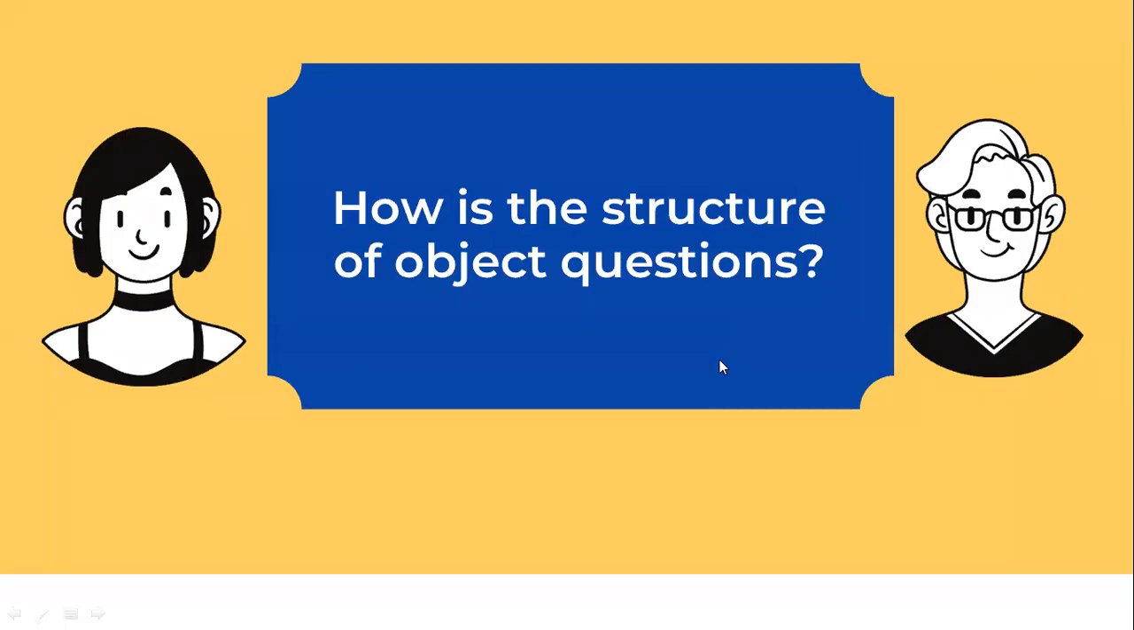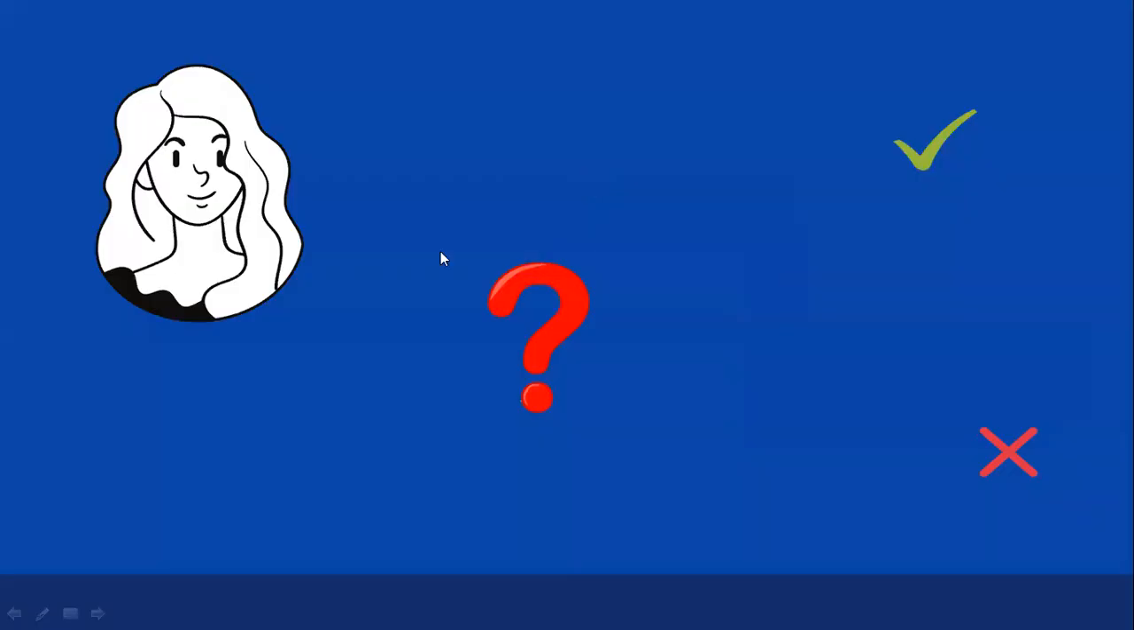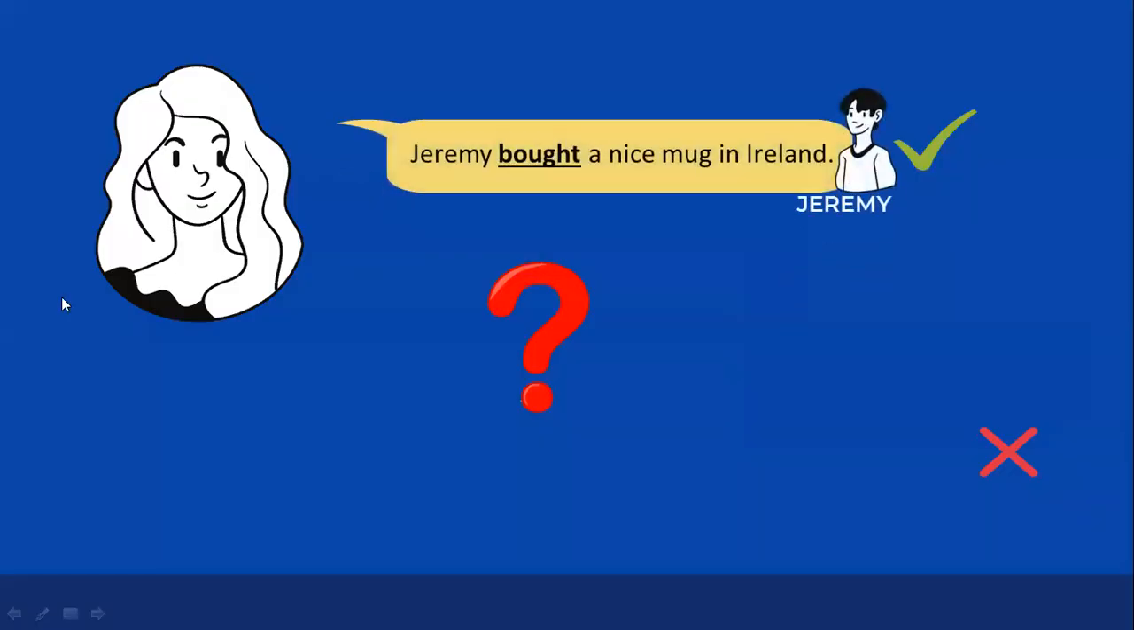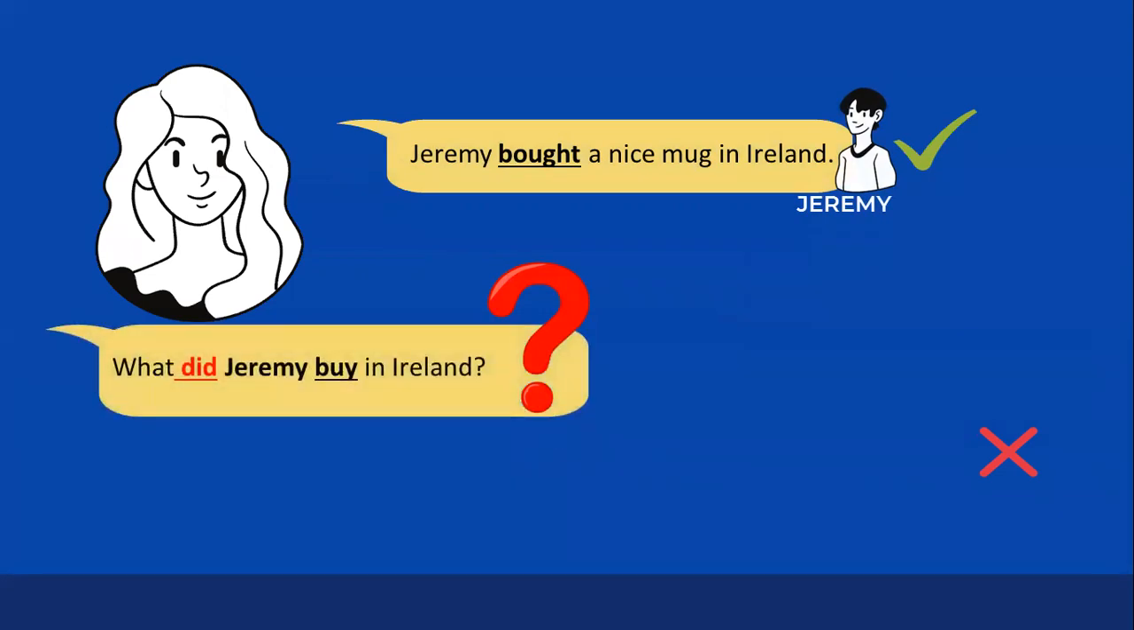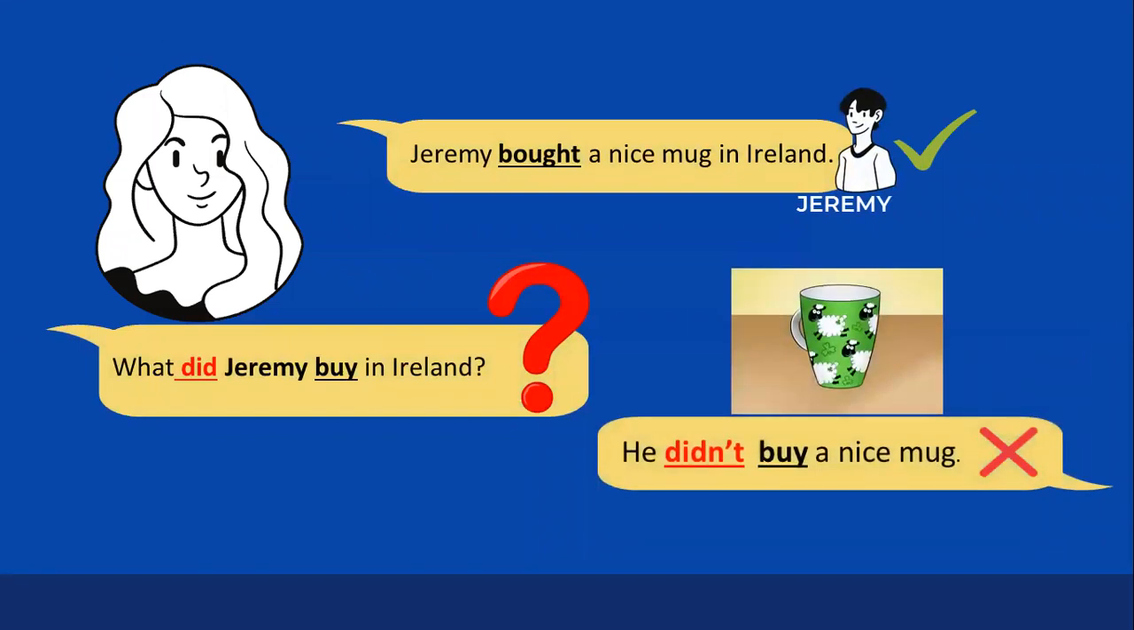How is the structure of the object? Questions? Okay, now I'm going to show you three more sentences. Jeremy bought a nice mug in Ireland. What did Jeremy buy in Ireland, sorry. And finally, he didn't buy a nice mug.